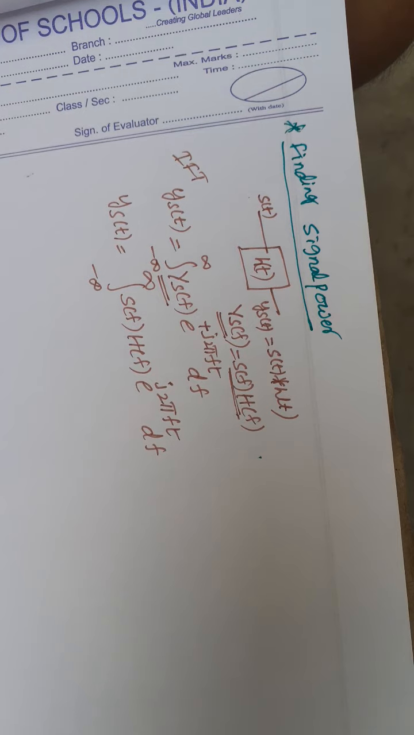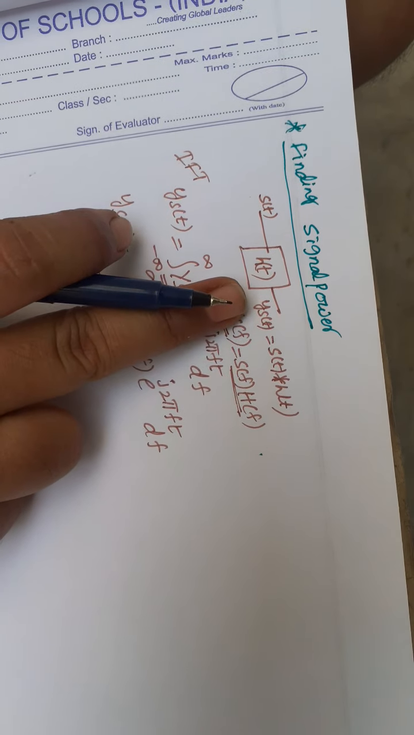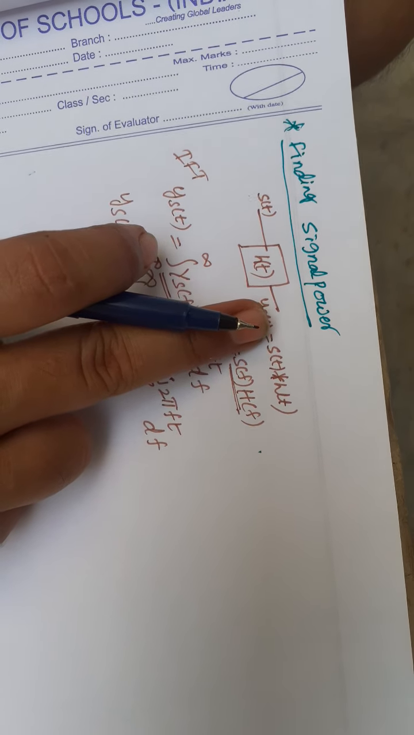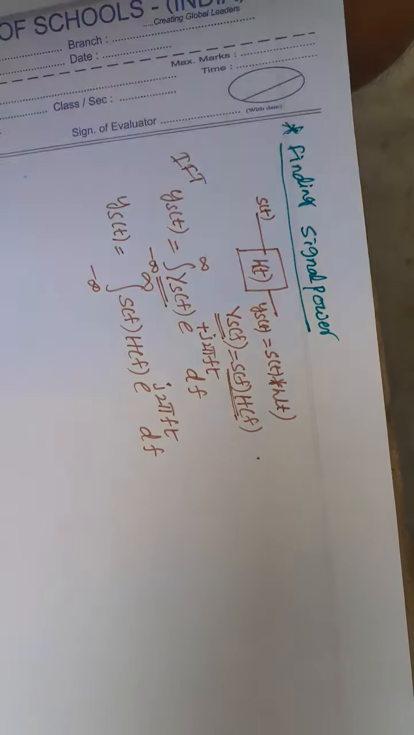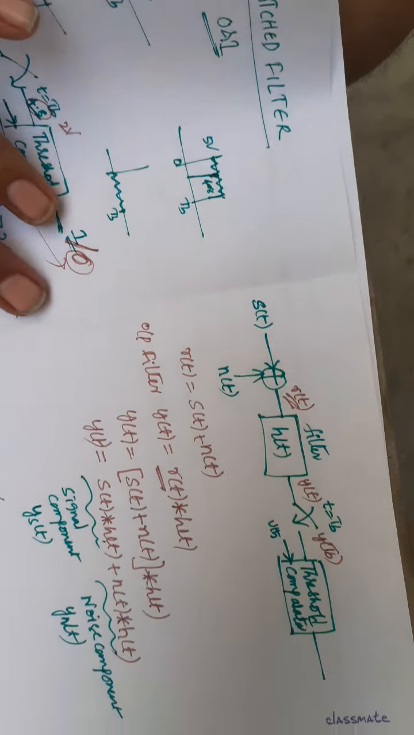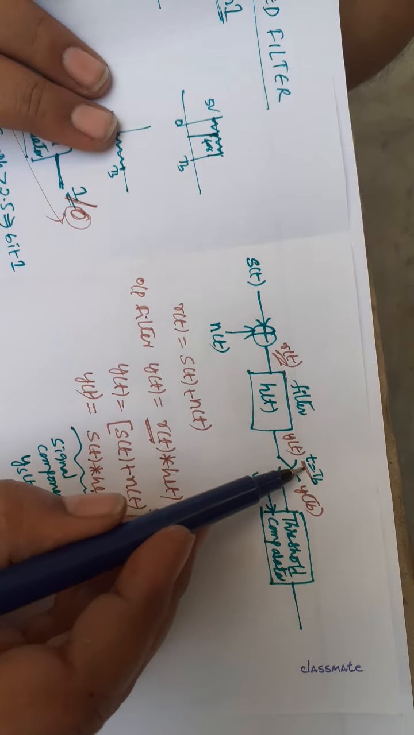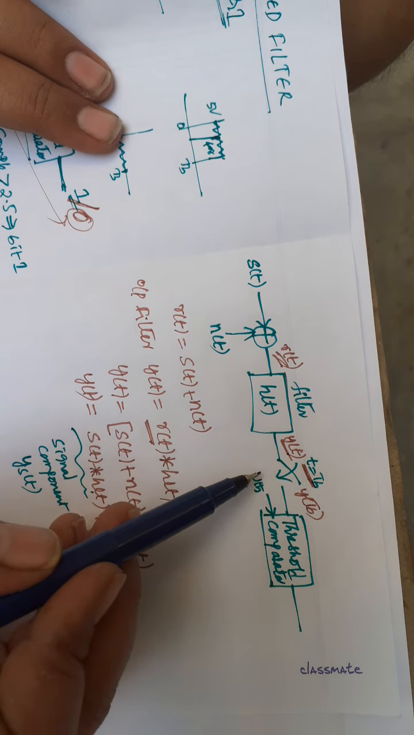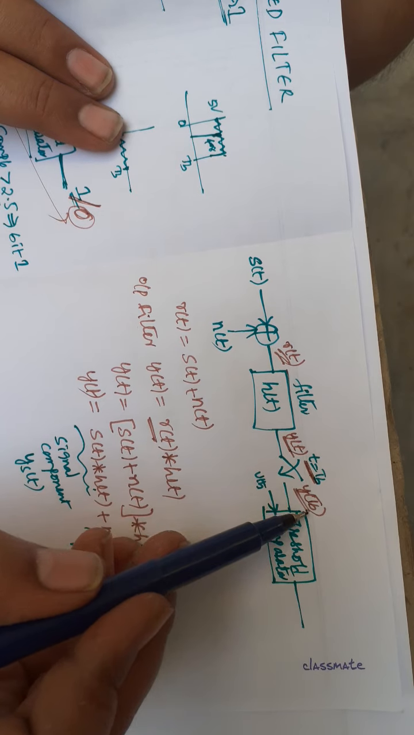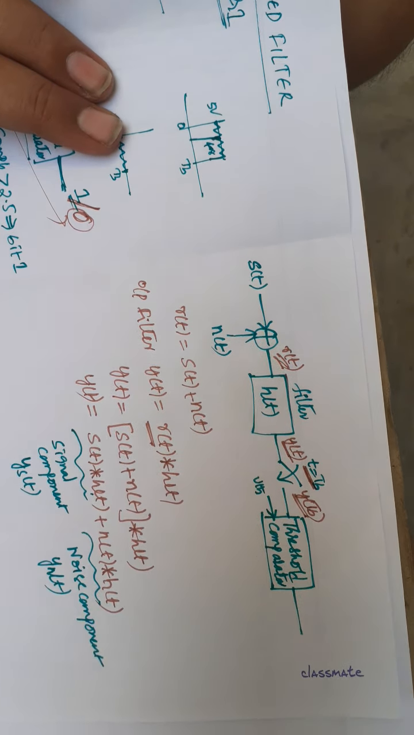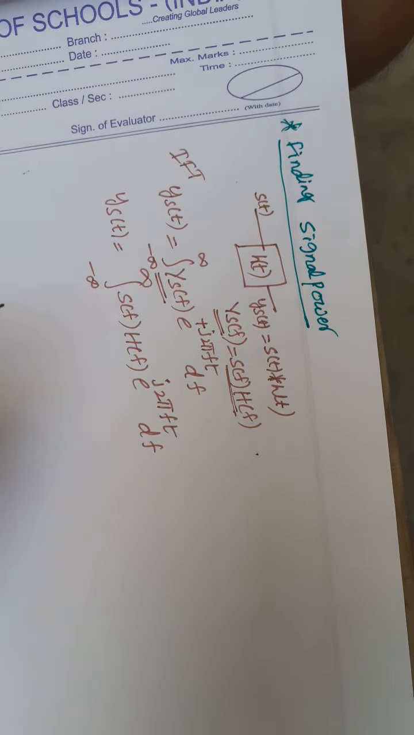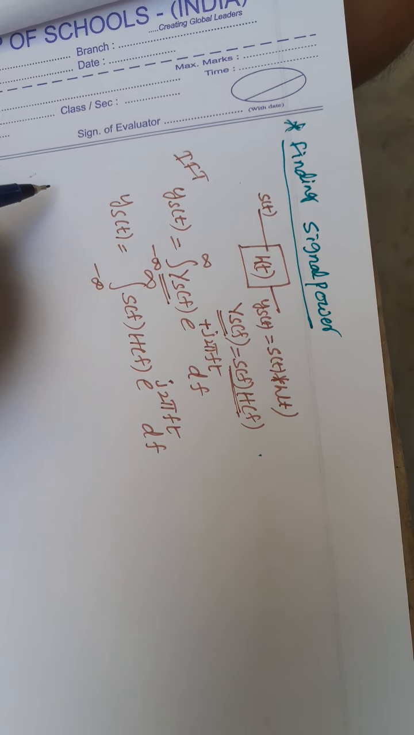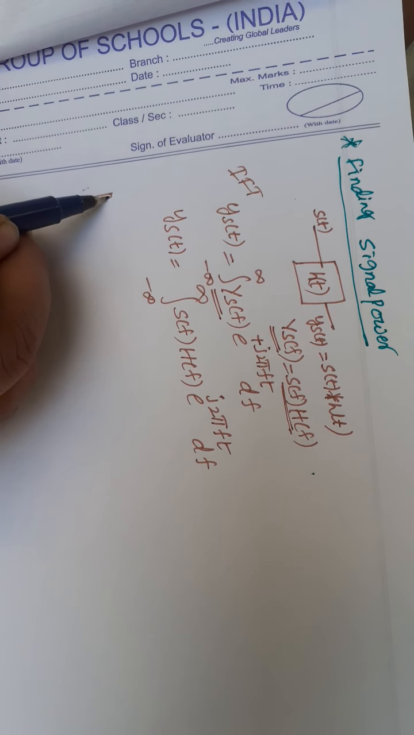Now this signal is passing through a filter, right? After the filter it is passing through a sampler, right? See here, it is passing through the sampler at t is equal to Tb. So when y of t passes through the sampler, we will get a DC signal, that is y(Tb). Okay.